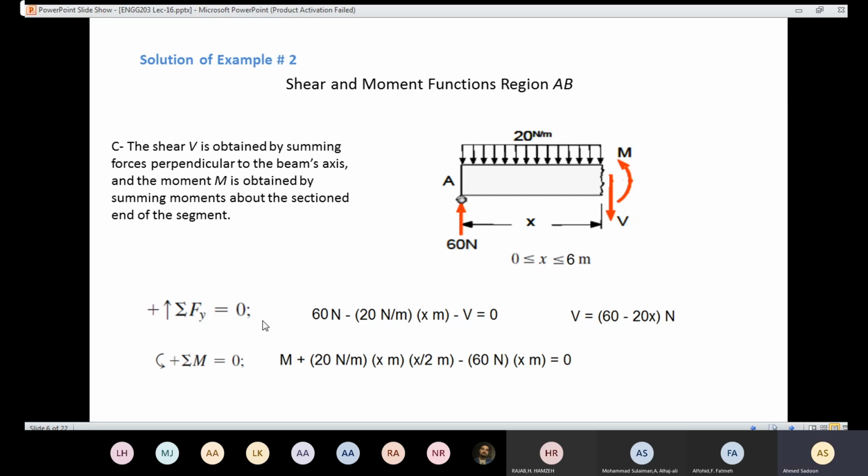Then I'm going to simplify this formula here. I'm going to solve for m, and the m came out to be 60x minus 10x squared. Here we have a quadratic equation. Here we have a linear equation, and that is important when you are going to draw the shear and the bending moment diagram. Again, the value of the moment depends on the x distance. If you know the distance x, you could know the moment.